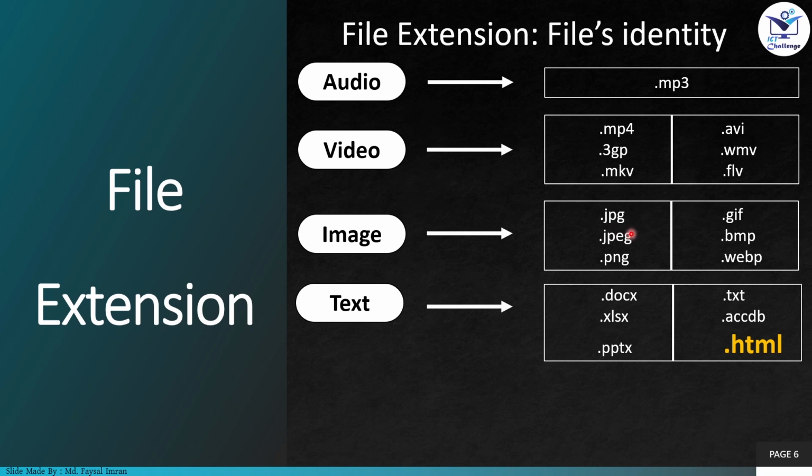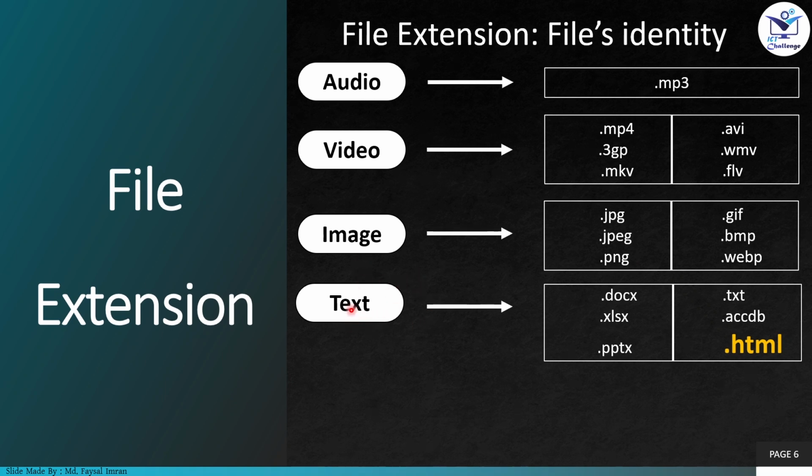The full form of JPG is Joint Photographic Experts Group, and PNG indicates Portable Network Graphics. So those are the full forms of those image files. You will have the full form of all image files in your textbook.